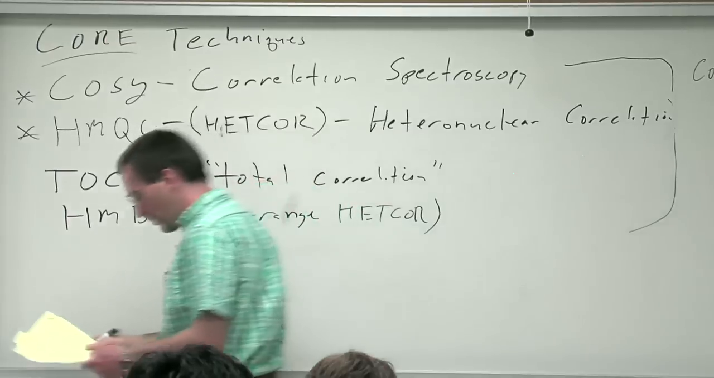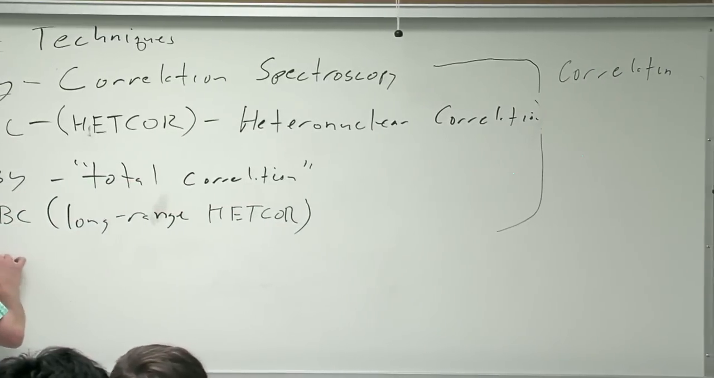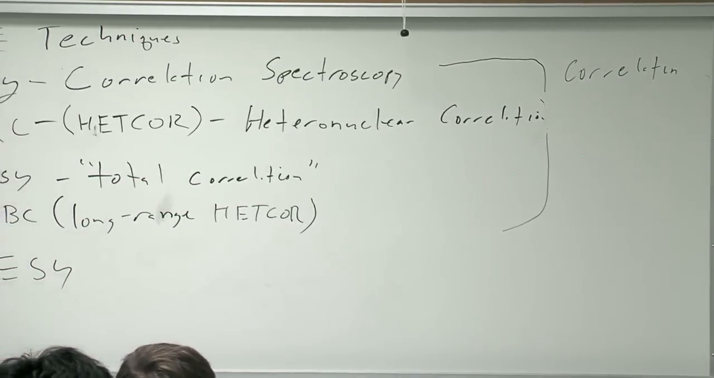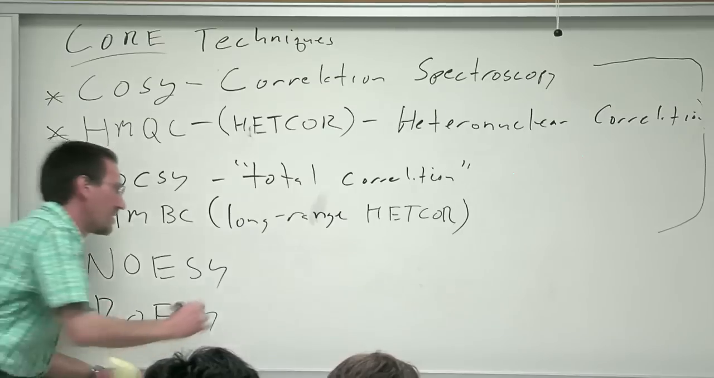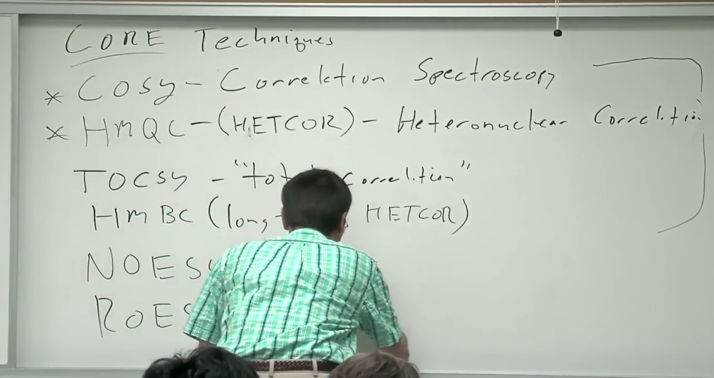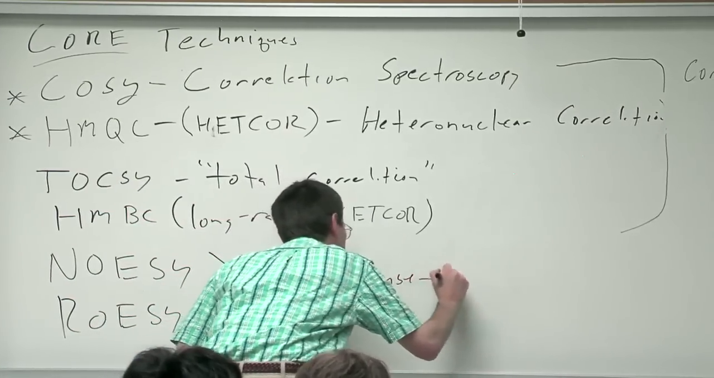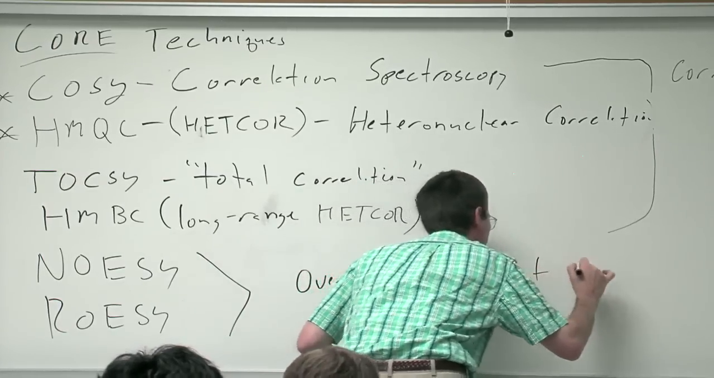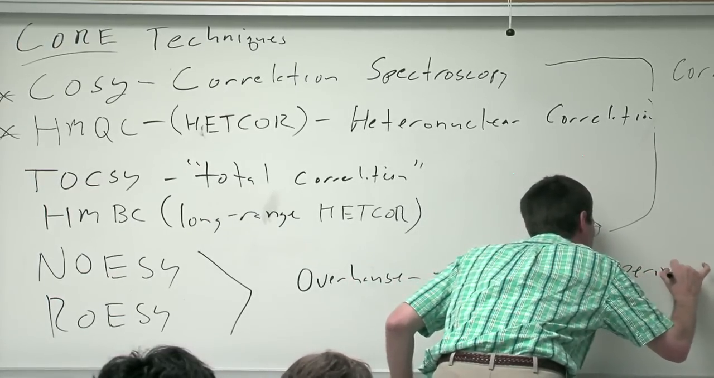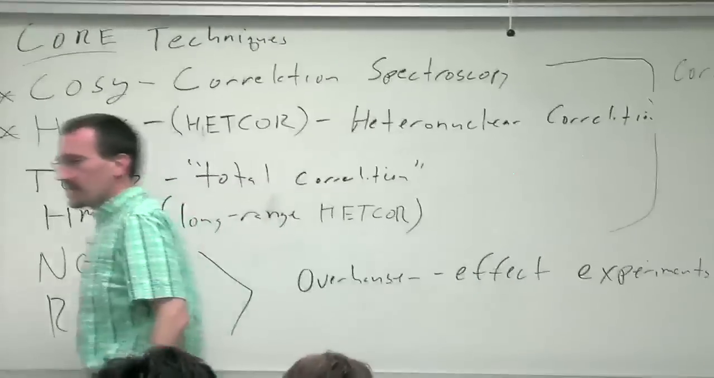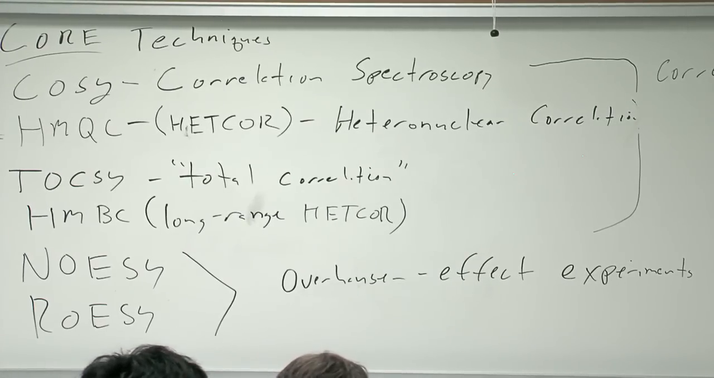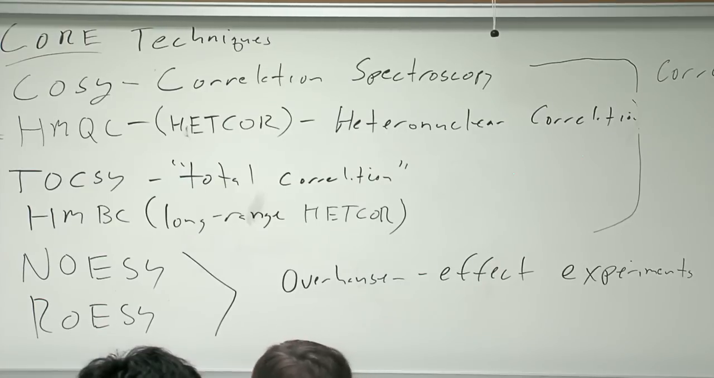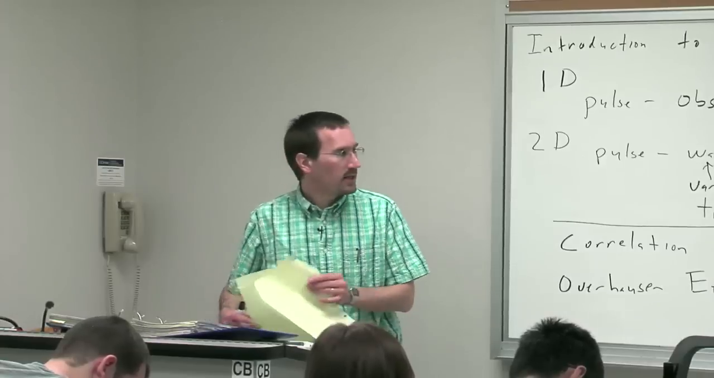And then we will also throw into the mix of core techniques NOESY and ROESY. These are both Overhauser effect experiments. They both give rise to information on proximity. NOESY is good for molecules that are small and molecules that are very large, but there's a hole right in the middle of medium-sized molecules that don't work well in it. And ROESY ends up working well with medium-sized molecules.